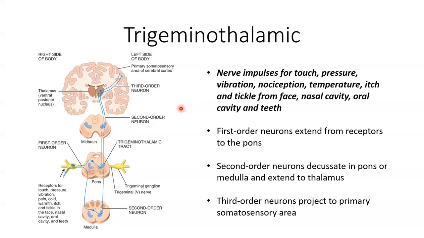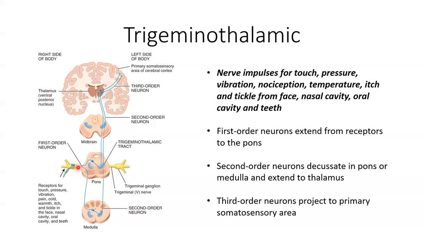Our trigeminothalamic tract transmits nerve impulses for tactile, thermal, and nociceptive, or pain sensations, from the face, nasal cavity, oral cavity, and teeth. Our first order neurons extend from the receptors and go into the pons via our trigeminal, hence the name, or our fifth cranial nerve.